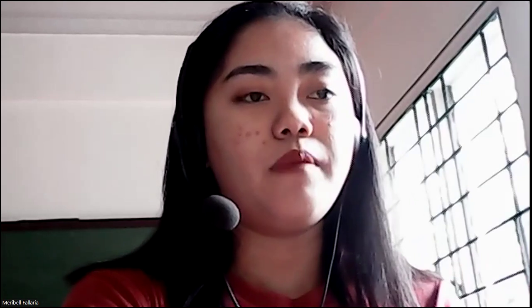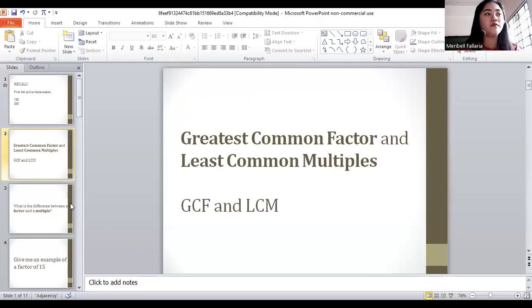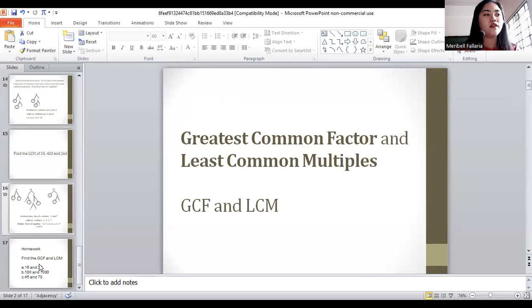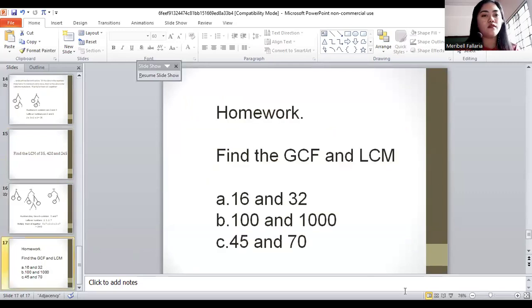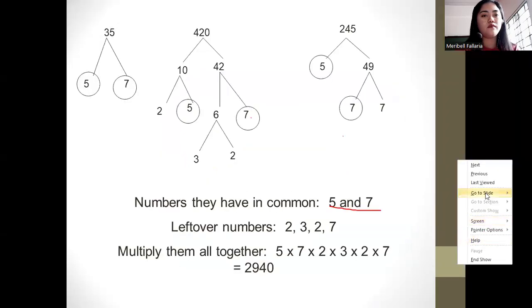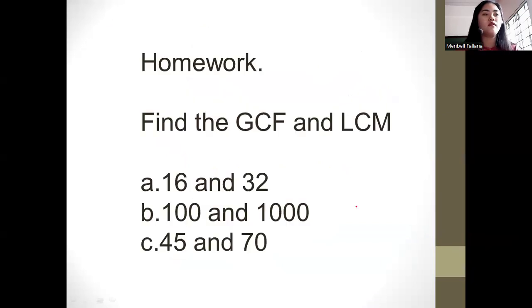If you have further questions regarding this topic, I can answer them when we have the face-to-face class tomorrow. So for now, I will let you copy your homework for tomorrow. In your homework, we're going to find the GCF and the LCM of 1532, 100, 1045, and 70. Write this in your notebook.